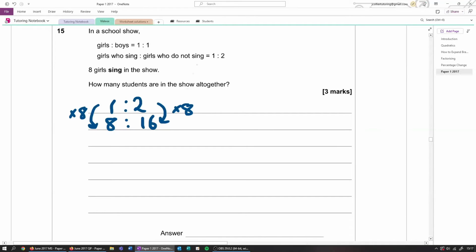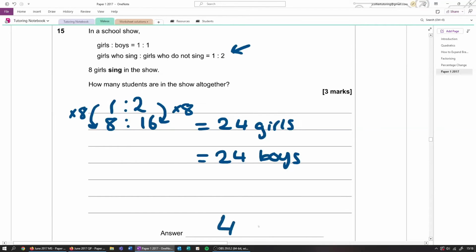Okay, another way of saying this is there are twice as many girls who don't sing as there are who do sing, and 8 girls sing, so 16 don't. So in total, that means we have 24 girls, because they either sing or don't sing, there's no in between. And then we know the girls to boys is 1 to 1, so that means there are the same amount of boys, so there are 24 boys. So how many students are there altogether? 24 plus 24 is 48.